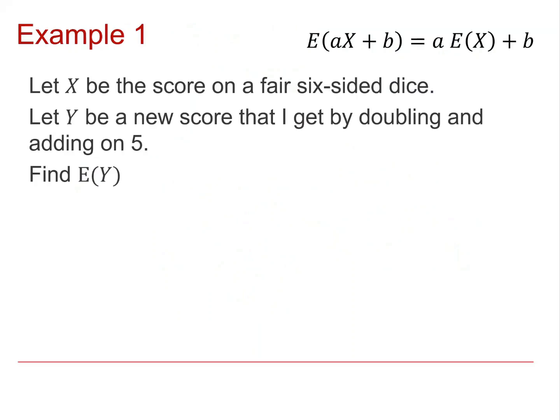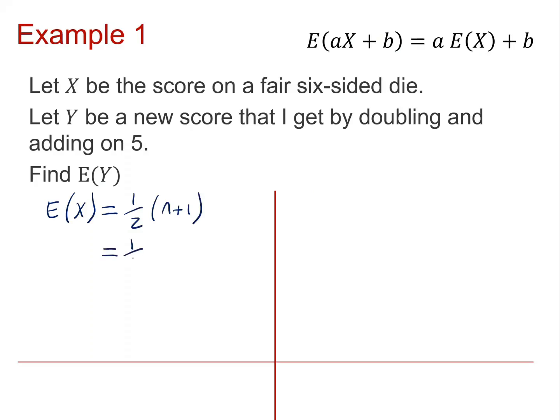So I can use that result in this example. So if I let X be the score on a fair six-sided die, and I let Y be a new score that I get by doubling and adding on 5 to that score, I want to find the expected value of Y. So first of all, we find the expected value of X, which using the formula from last time, we know to be a half times n plus 1. The value of n in this case is 6. And so that is 7 over 2, or 3.5.